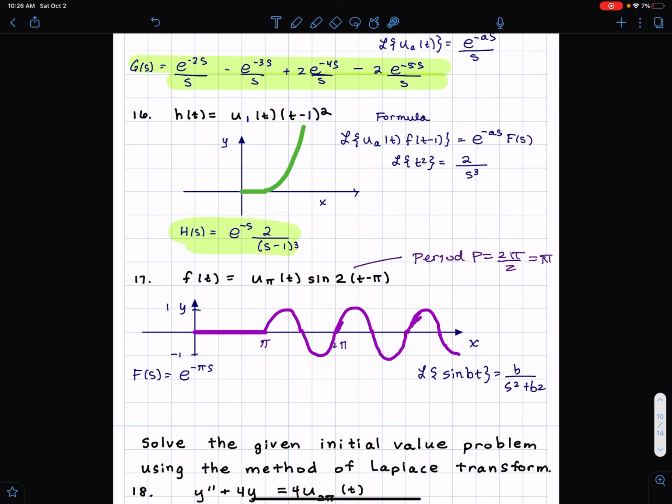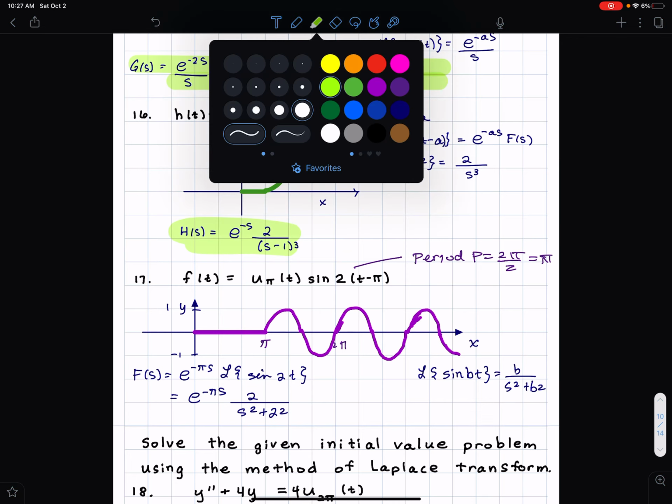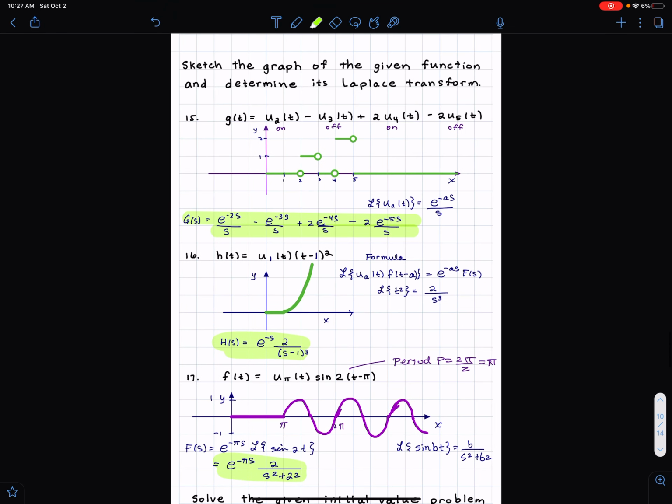So according to the formula, the Laplace transform of u_a(t) f of t minus a is e to the negative as F of s. So I have the e to the negative pi s, and then I have the Laplace transform of not sine of 2t minus pi, but just sine of 2t. And then I'll use the formula that I have here to the right. Okay, so that's that.